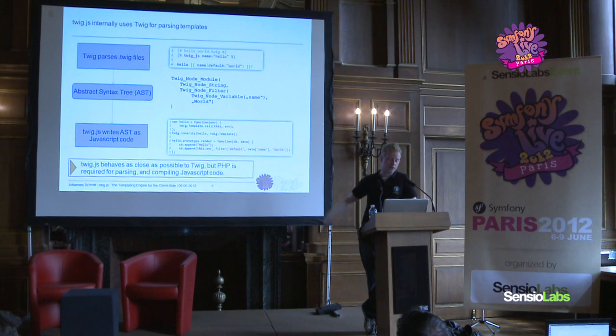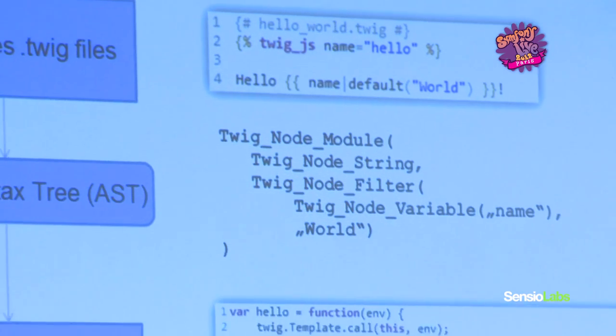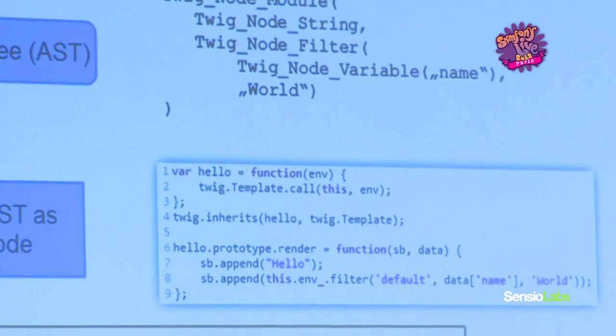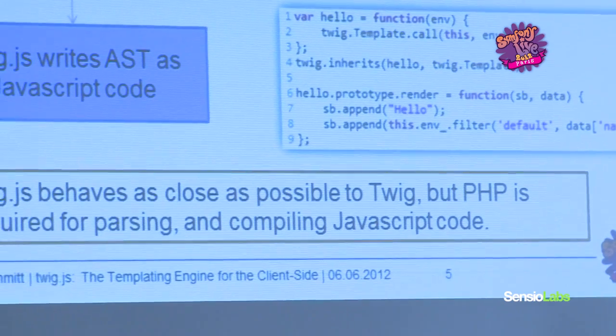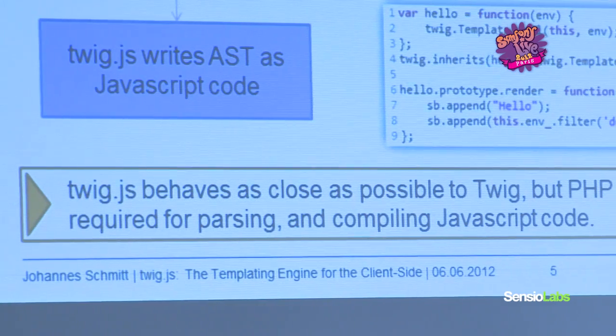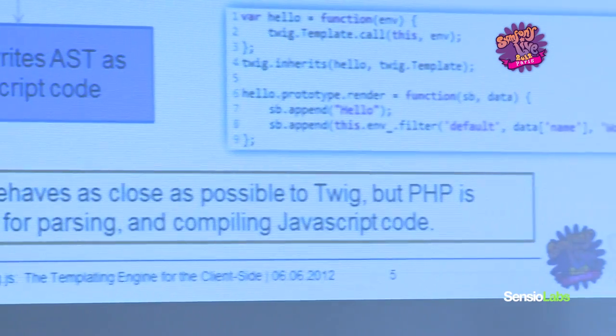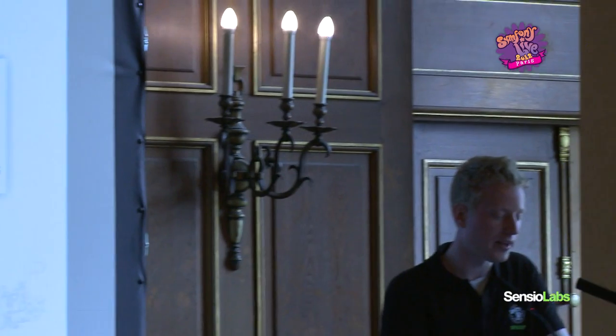Basically, it's a lot of nodes, starting with a module node, and then we have, in that case, for example, a string node and a filter that is being applied to a variable. And that's all done by Twig itself. This is not twig.js at this point. So where twig.js comes in is that it's sitting on top of that AST. After that AST has been built by Twig, twig.js uses that AST to compile it to JavaScript code. And that looks like what you see in third position there.